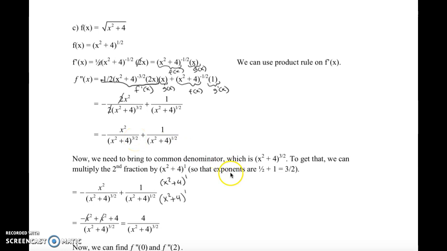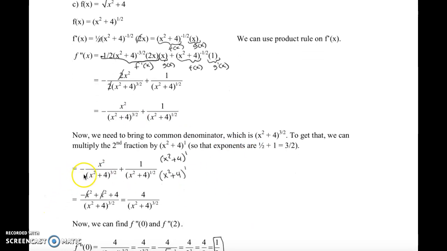All right, so we're going to go ahead and add those two together. We're going to leave this fraction alone, and we're going to multiply the second fraction by x squared plus 4. You don't necessarily need to put the first power, but if it helps you keep track of what you're doing, please, by all means, go ahead and do that.